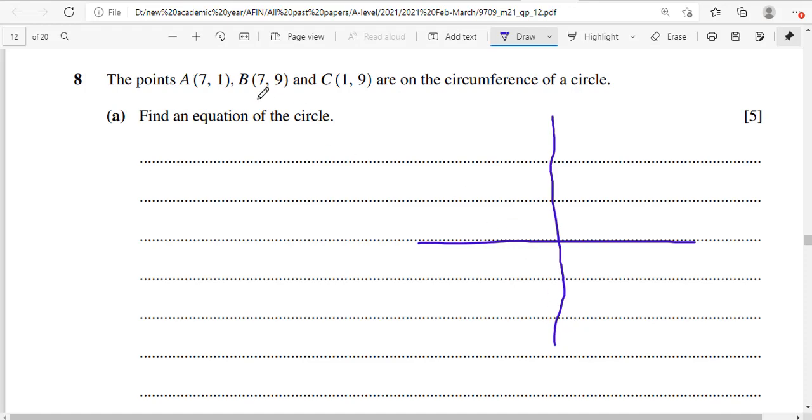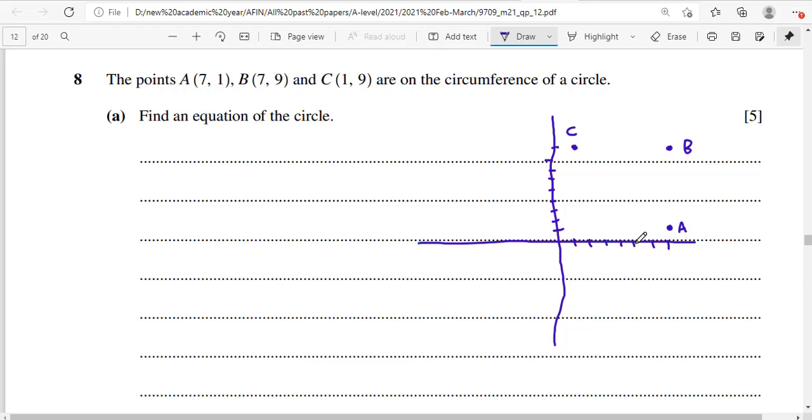The points we have, let's say 1, 2, 3, 4, 5, 6, 7, and the largest y we have is 9. 1, 2, 3, 4, 5, 6, 7, 8, 9. Then we roughly sketched 3 points. 7, 1 is here. This is A. 7, 9 is here. This is B. 1, 9 is here, and this is C.